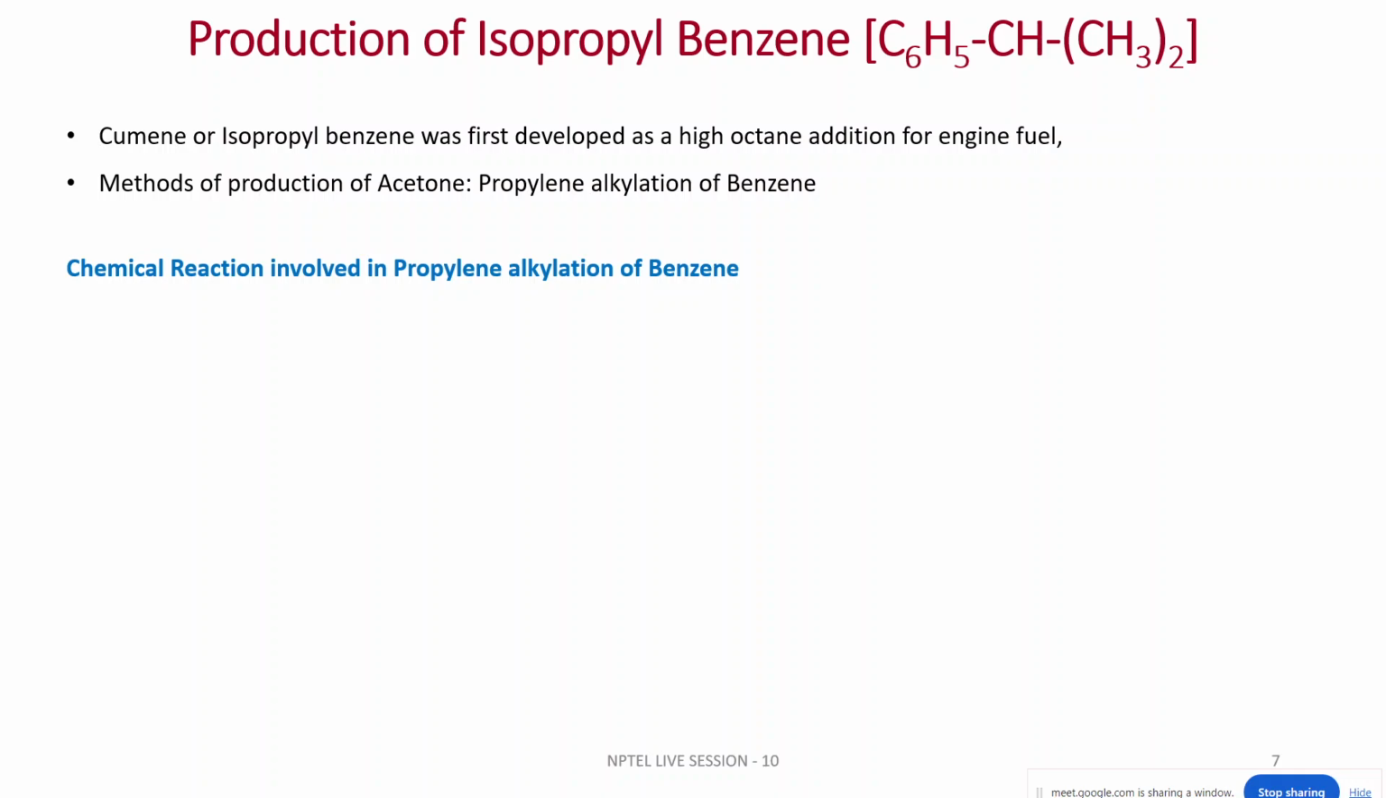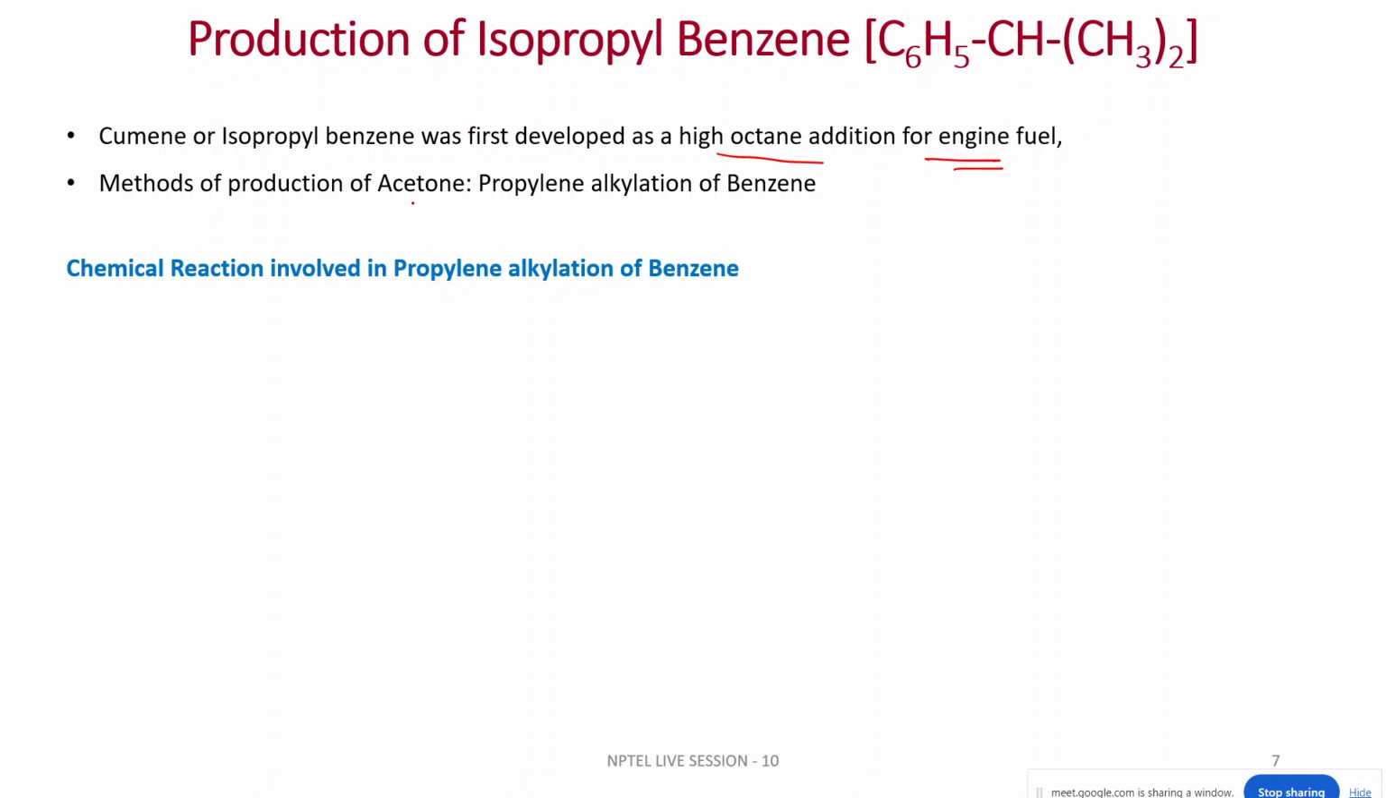So this isopropyl benzene is also known as cumene. It was first developed as a very high octane additive for fuel oil, engine fuel. Isopropyl benzene was added to the engine fuel for increasing the octane number of the fuel.